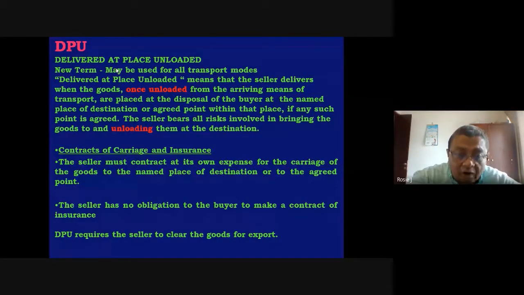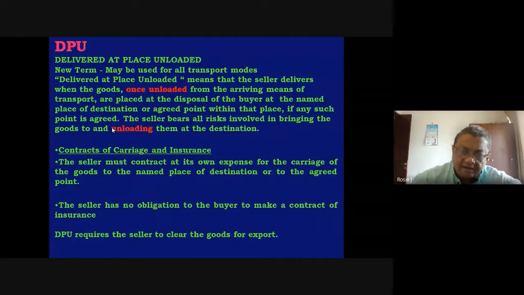Here he has to unload. That's the difference. In DAP he doesn't unload, but in DPU he unloads. So any risk in unloading the goods, if anything breaks after taking all that way, then it is for the exporter. He should unload and give the goods.